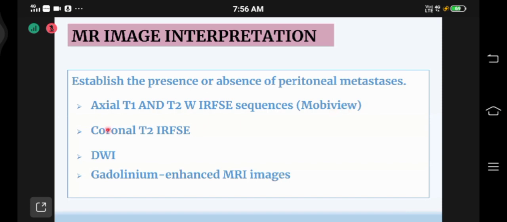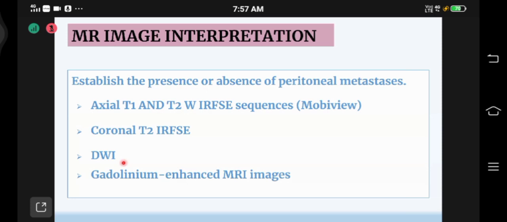Secondly, the other sequence is the coronal T2IR FSC sequence. This brings an additional dimension, an additional plane for the radiologist to see. We do get some challenging areas where we need to confirm that particular lesion in the other plane. So the coronal T2IR FSC sequence, especially in peritoneal diseases like fluid, becomes a very, very useful sequence.